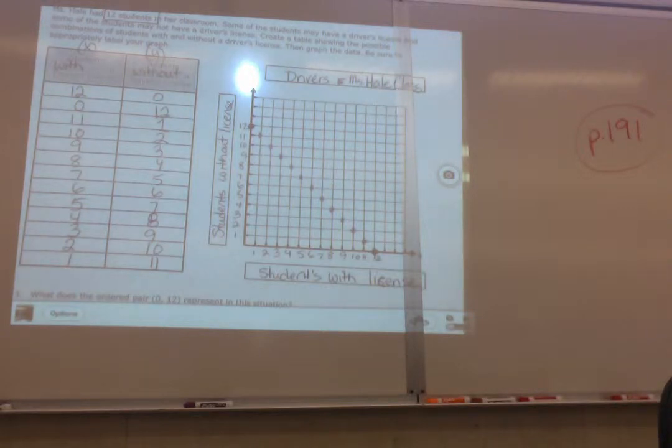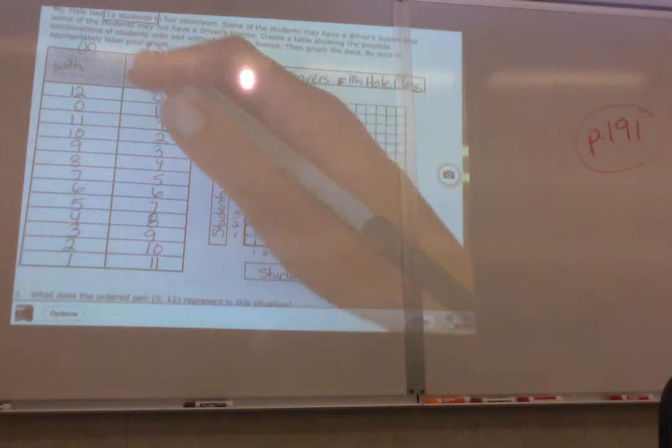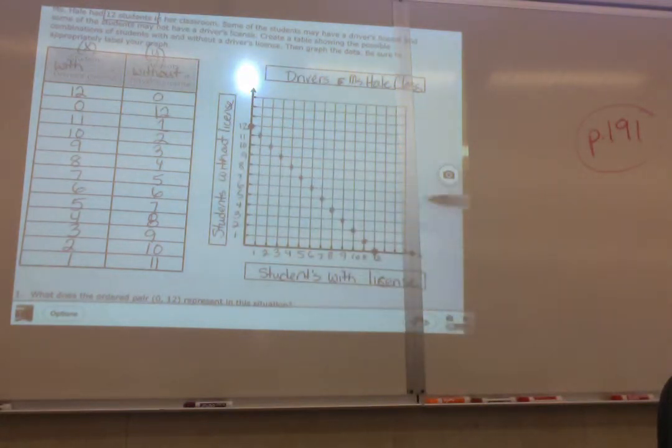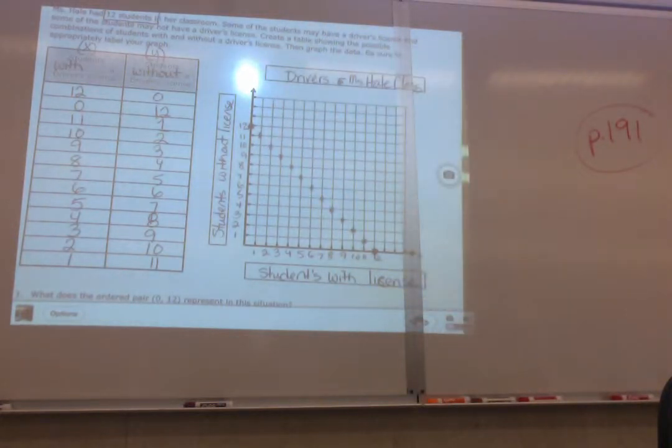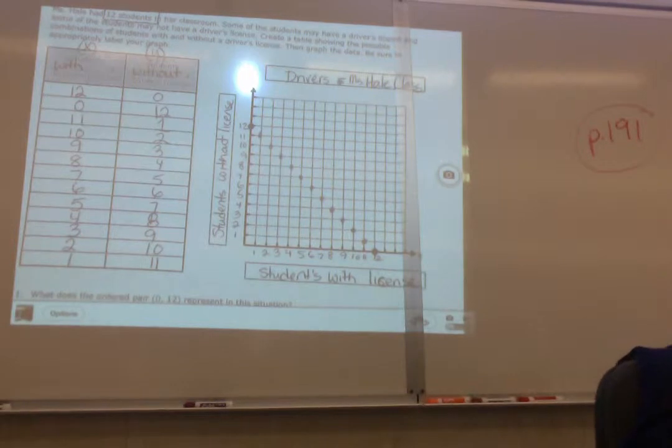This would probably be a good example of a discrete graph. Would it be appropriate to draw a line? Yes. But discrete, we saw those way at the beginning of the year, were dotted. The patterns align, but these represent drivers. So would it make sense to have 8.5 drivers? No. Probably this would be better as a discrete graph, because you want whole numbered increments of drivers, whole humans in the class. Okay?